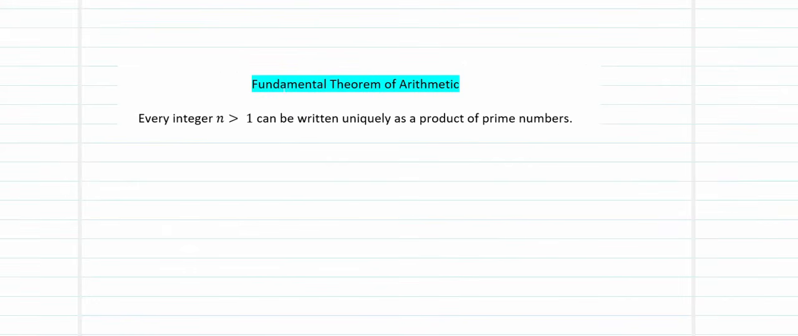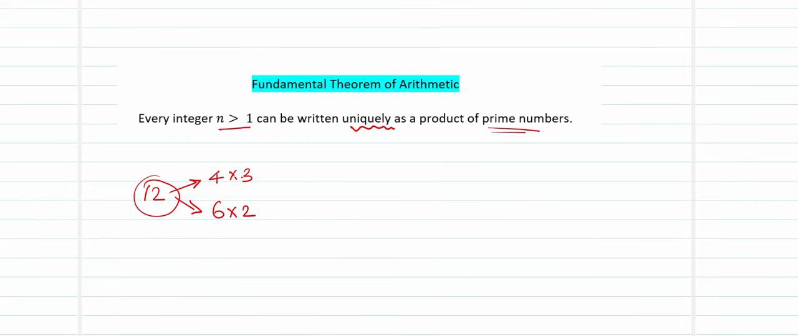Next, we move on to something called the fundamental theorem of arithmetic, which says that every integer n greater than 1 can be written uniquely as a product of prime numbers. Suppose I have the number 12. How can I express this 12? I can express it as 4 into 3, since 4 threes are 12, as well as 6 into 2, since 6 twos are also 12.